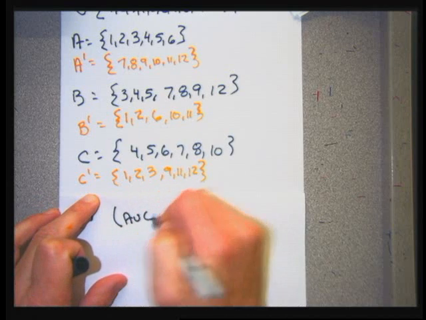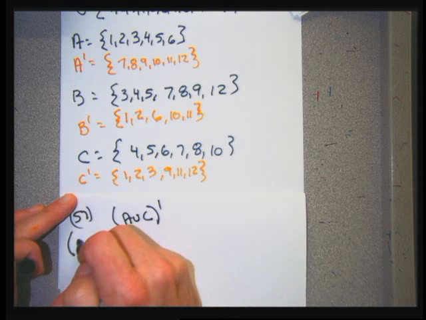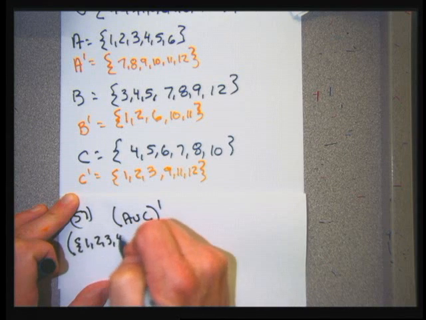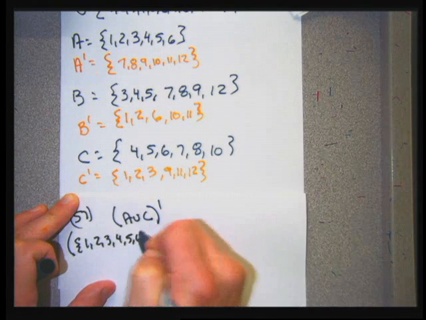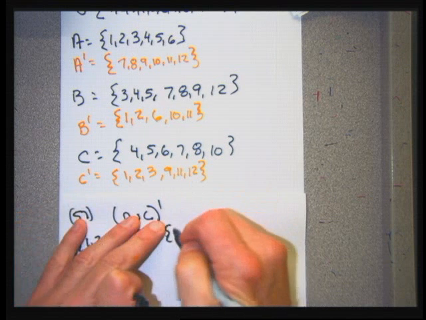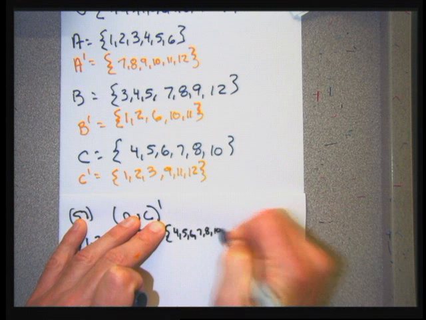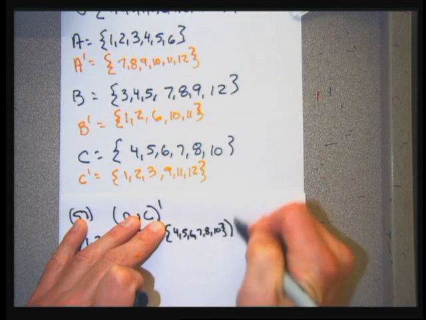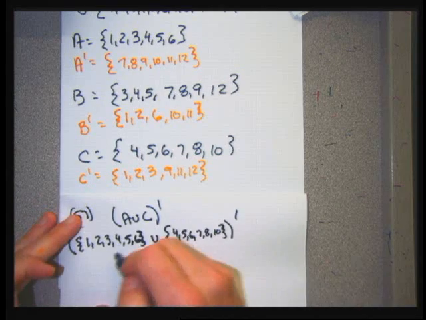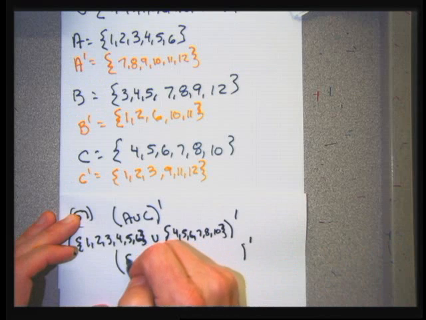A union C complement. To do A union C, I write the A set, which is 1, 2, 3, 4, 5, and 6. Union the C set, which is 4, 5, 6, 7, 8, and 10. So I'm going to union those two sets down to a single set, and then I'll worry about the complement in the parentheses.